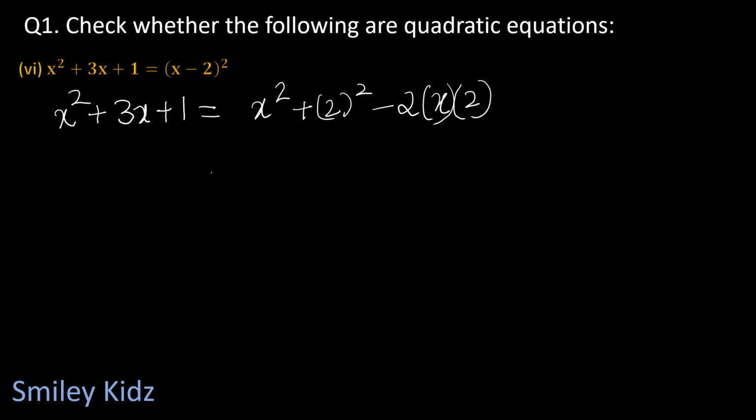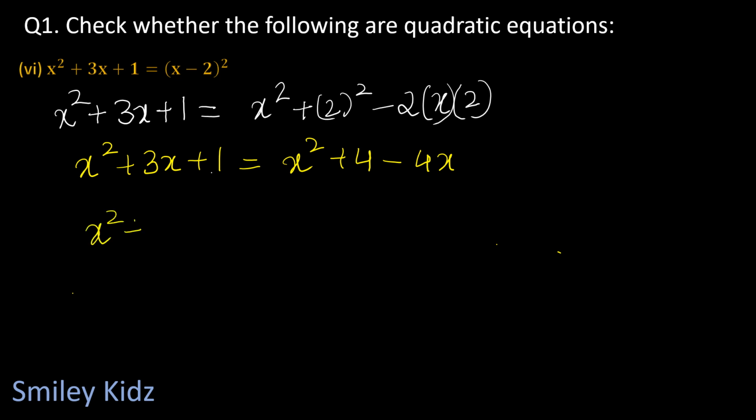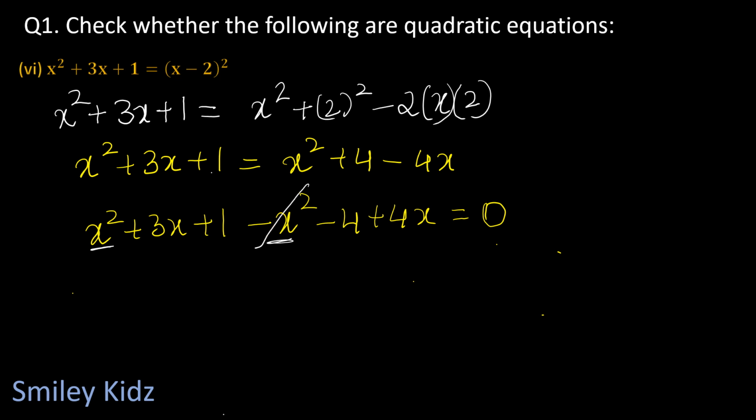Now, simplify this. X square plus 3x plus 1 is equal to x square plus 4 minus 4x. Now transpose the RHS to LHS. You'll get x square plus 3x plus 1 minus x square minus 4 plus 4x is equal to 0. Now simplify this. We have x square minus x square. This gets cancelled.